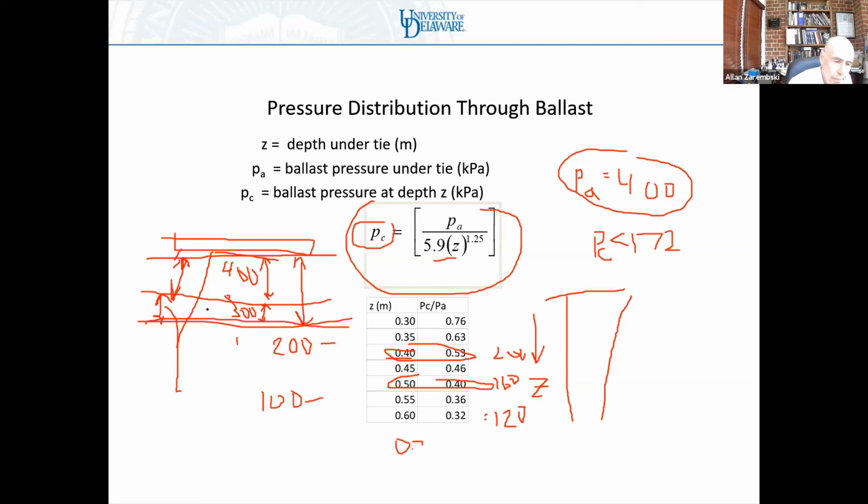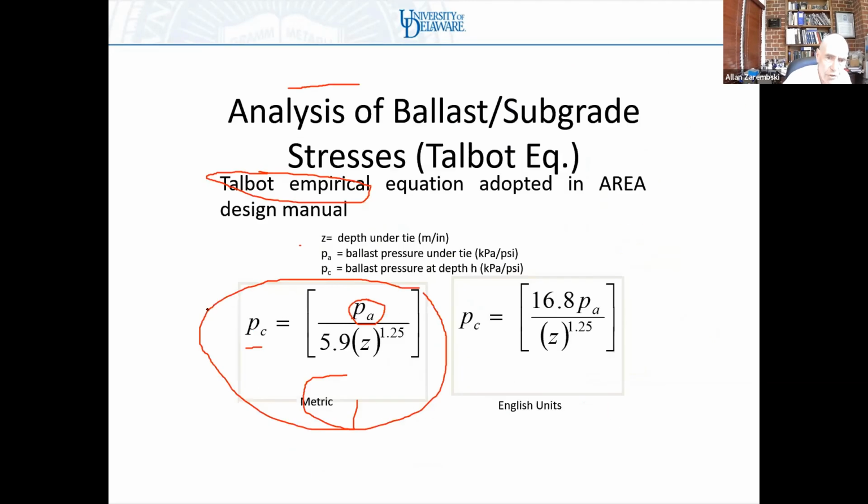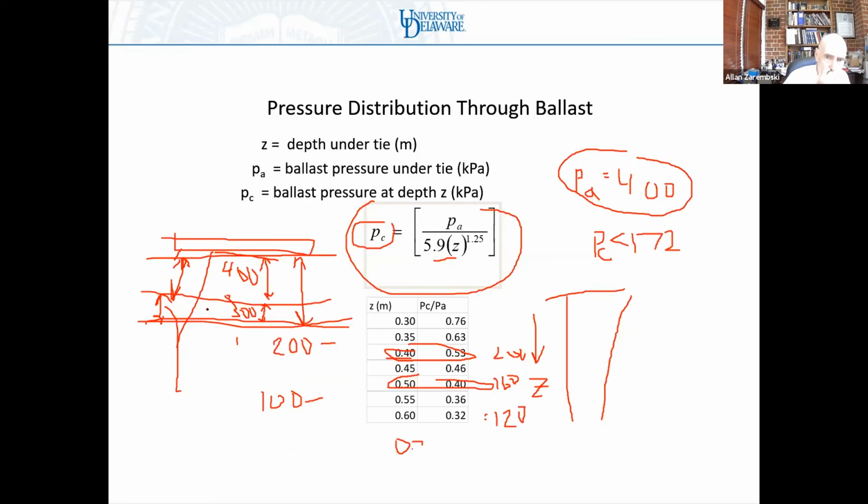Everybody clear on this? You can, by the way, also use the pyramid of stress equation, but it's not as convenient. This is a much cleaner equation.